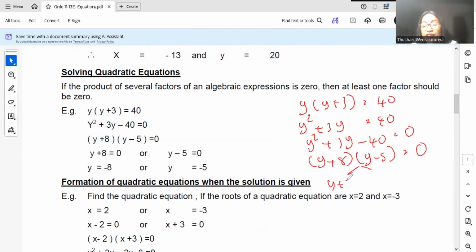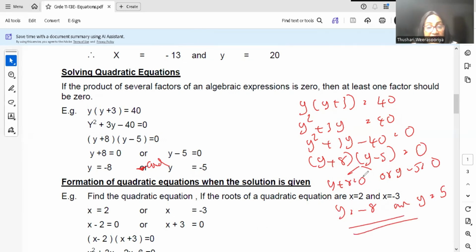That is y plus 8 equals 0 or y minus 5 equals 0. After that, when you break, you put "or". After that, y equals minus 8 and y equals plus 5. Those are the two answers. Now, in grade 10, all the quadratic equations were factorizable. Now, in grade 11, the quadratic equations are not factorizable.